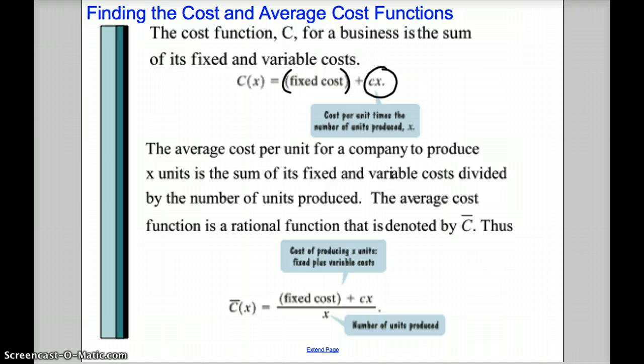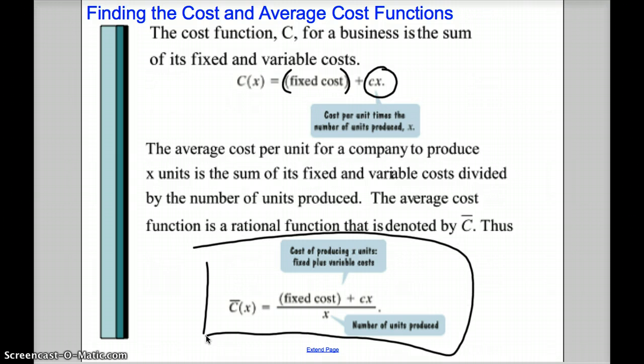The average cost is a little different than just calculating the cost, but of course average is just adding everything up and dividing by the number that you sold. This down here describes the average cost. We take the cost of producing x items: the fixed cost, some dollar amount, plus the variable cost per x, and then divide it by the number we produced, which is x. And this is a rational function, with x as the denominator.